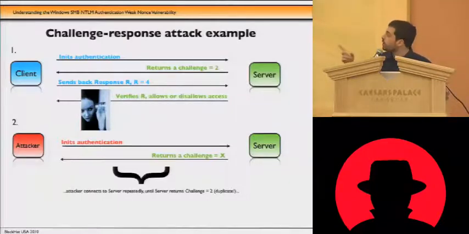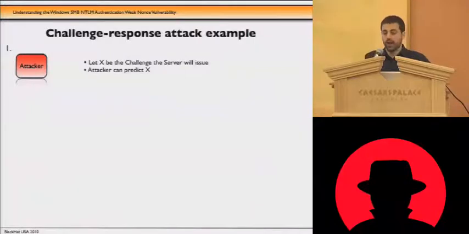So for example, in this case, the server issued the challenge, the number 2, and the client issued the response 4. The attacker grabs that and saves it, and then starts performing authentication attempts against the server again and again until the server returns the challenge 2 again, and at that point he replays the response that he has previously and can gain access. So that's the problem that can happen if the server generates duplicate challenges.